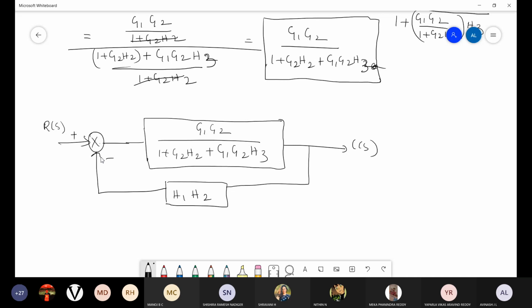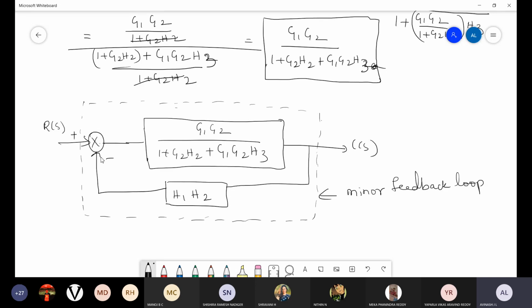Clear? So now once you see this one, this is also one of the minor feedback loops entirely. Clear? So this is also one of the minor feedback loops. So write it down and tell me the answer. Let me see how many of you will do it correctly.